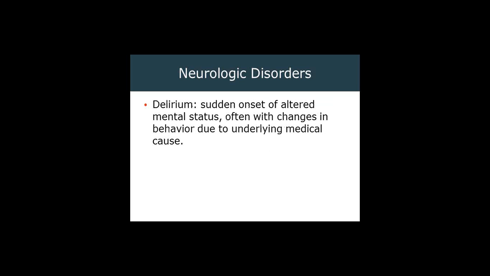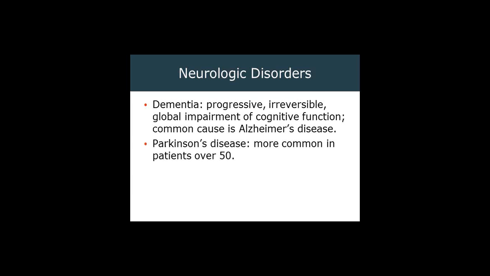Delirium. Remember delirium? The difference between delirium and dementia is delirium is a sudden onset change in mental status and behaviors, often that have an underlying medical cause. Whereas dementia is a long-term chronic thing. Delirium, many times patients can be brought out of that delirium and return to a normal function. Dementia is progressive.